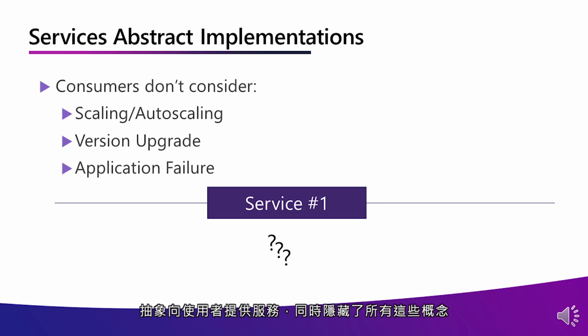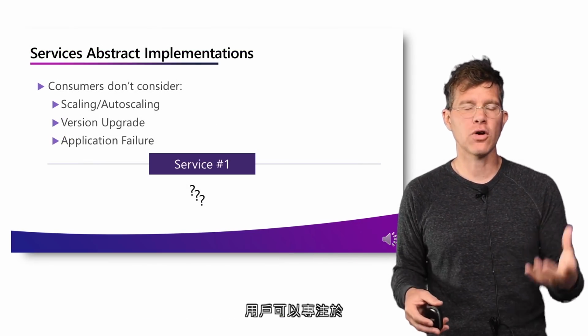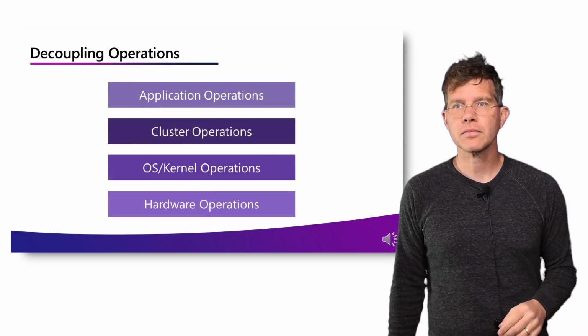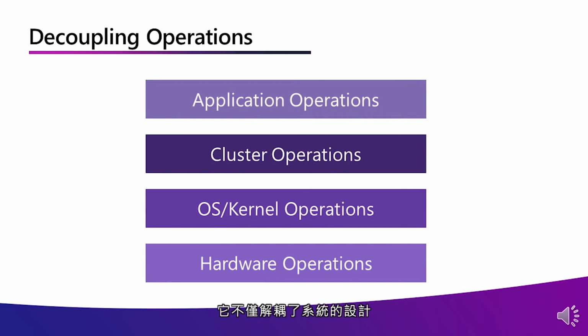The service abstraction has hidden all those concepts from them so that they can just focus on talking to the APIs that your service is providing. I think the most important thing about this is it doesn't just decouple the design of your system, it actually decouples the operations of your system as well.